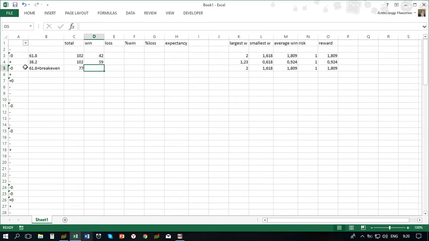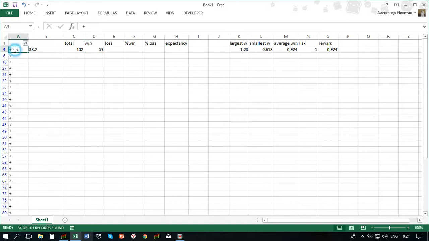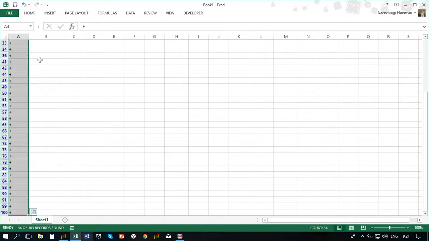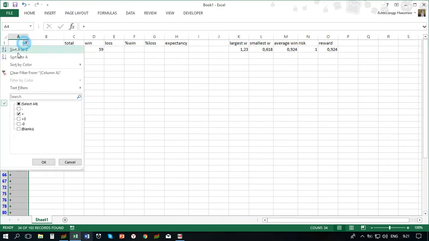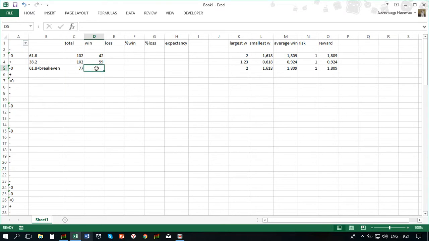59. Good. And what is this, 618 plus break even? They are only those, because zeros are zeros, we don't calculate them, we don't have them, and minus is stop loss. They are only pluses. 34. 34. Let's go to 34.